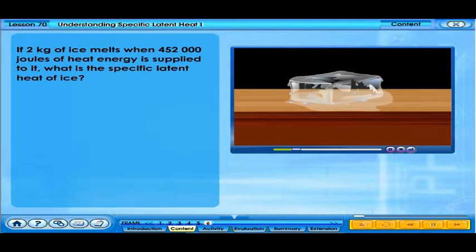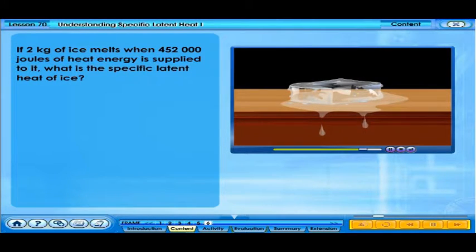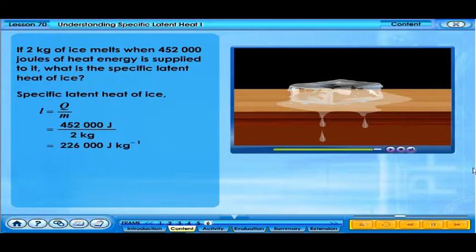If 2 kilograms of ice melts when 452,000 joules of heat energy is supplied to it, what is the specific latent heat of ice? Specific latent heat of ice, L equals Q over m equals 452,000 joules over 2 kilograms equals 226,000 joules per kilogram.